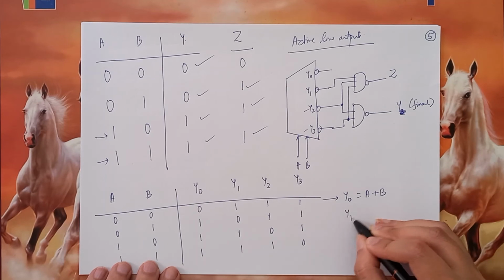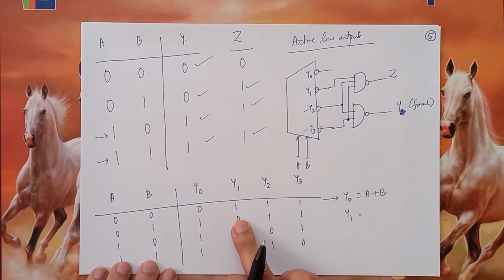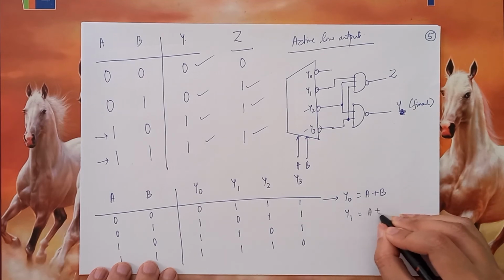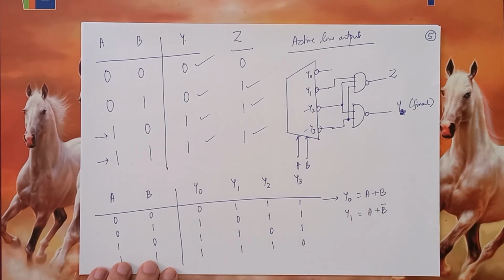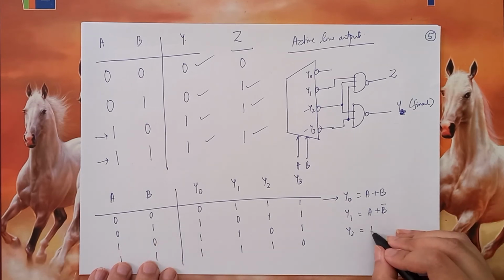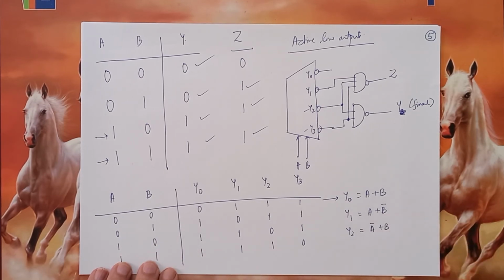Likewise, we can say that y1, this is 0, so A plus B bar. y2, A bar plus B. Finally, we have y3, that is A bar plus B bar. These are the 4 functions.